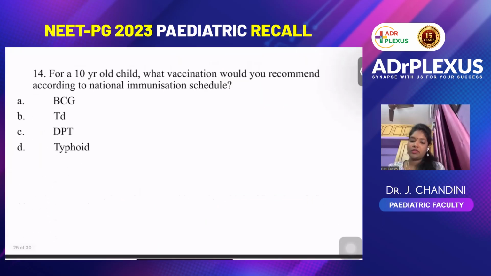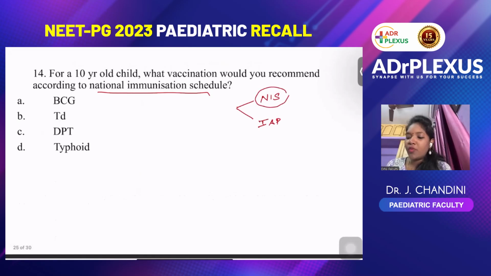Coming to the next question. A 10-year-old child, what vaccination would you recommend according to National Immunization Schedule? So we have two schedules in immunization. One is the National Immunization Schedule and next one is the IAP. IAP is Indian Academy of Pediatrics. So the one that we follow in government setup is National Immunization Schedule. So when a 10-year-old child comes to you in a government setup, according to National Immunization Schedule, what vaccine would you give?